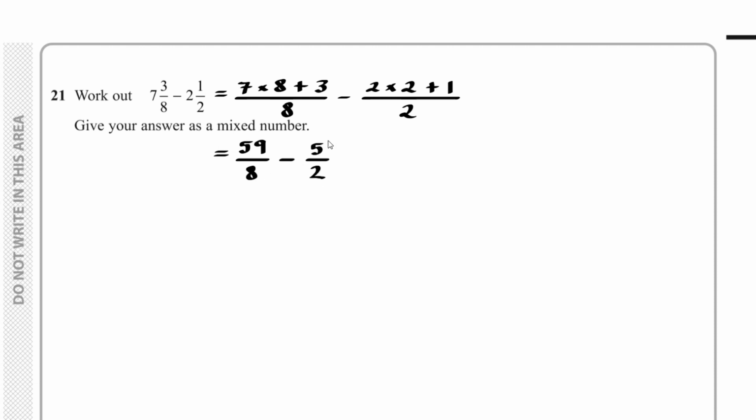Now we can write the 5 over 2 such that we've got a common denominator of 8. So we've got 20 over 8, which is the same as 5 over 2. So 59 subtract 20, that's 39. So we have 39 over 8. 8 goes into 39 4 whole times. What's left over is 7. So we have 4 and 7/8.